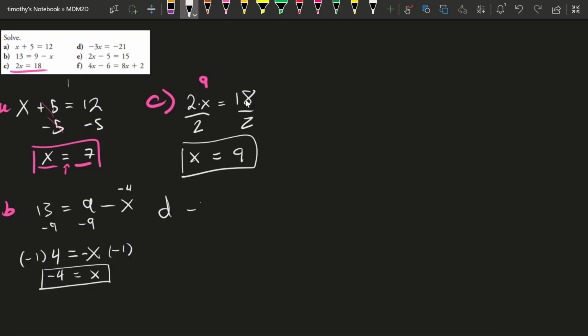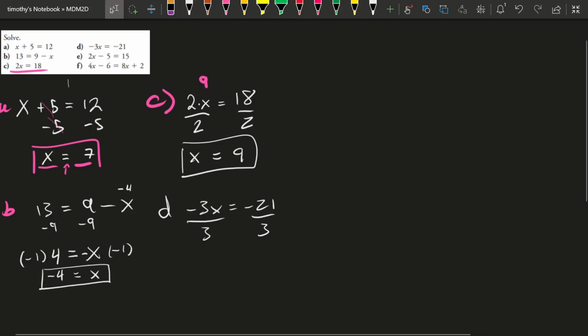Negative 3x equals negative 21. Very similar to letter C, but a lot of people would make the mistake and divide by 3. This is incorrect, by the way. The reason they do that oftentimes is because with the 9, I had to change the sign and subtract 9. And so if I have a negative 3, they think I have to change the sign and make it a positive 3. Well, it turns out for multiplication and division, you need the same exact sign.